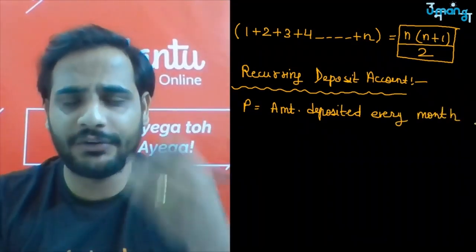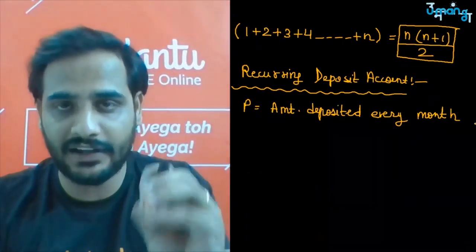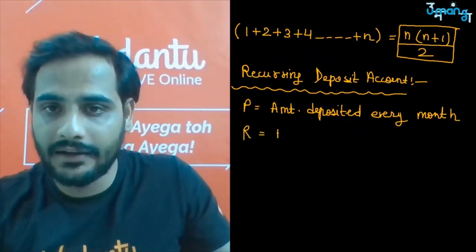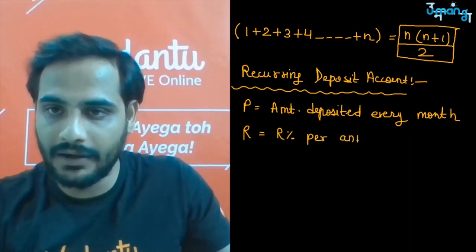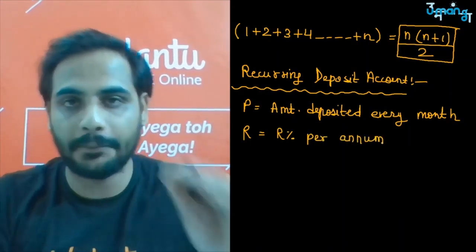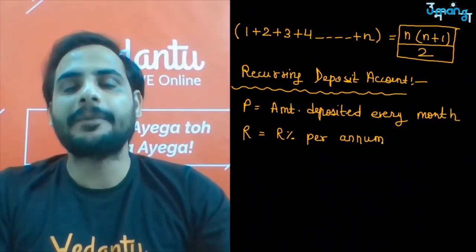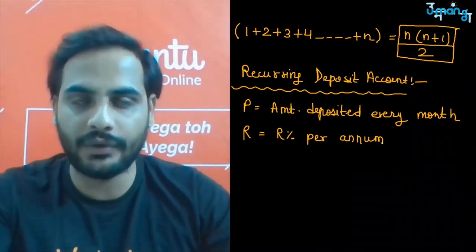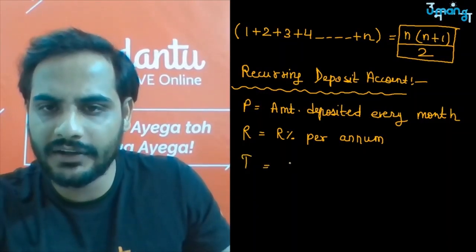You will get interest at some rate percentage, and the interest here will be simple interest. So let us say R is your rate percentage per annum. Remember, R is given per annum, per year. Now, suppose you have taken the deposit for some time. The time period will be given to you in years. T will be given in years.